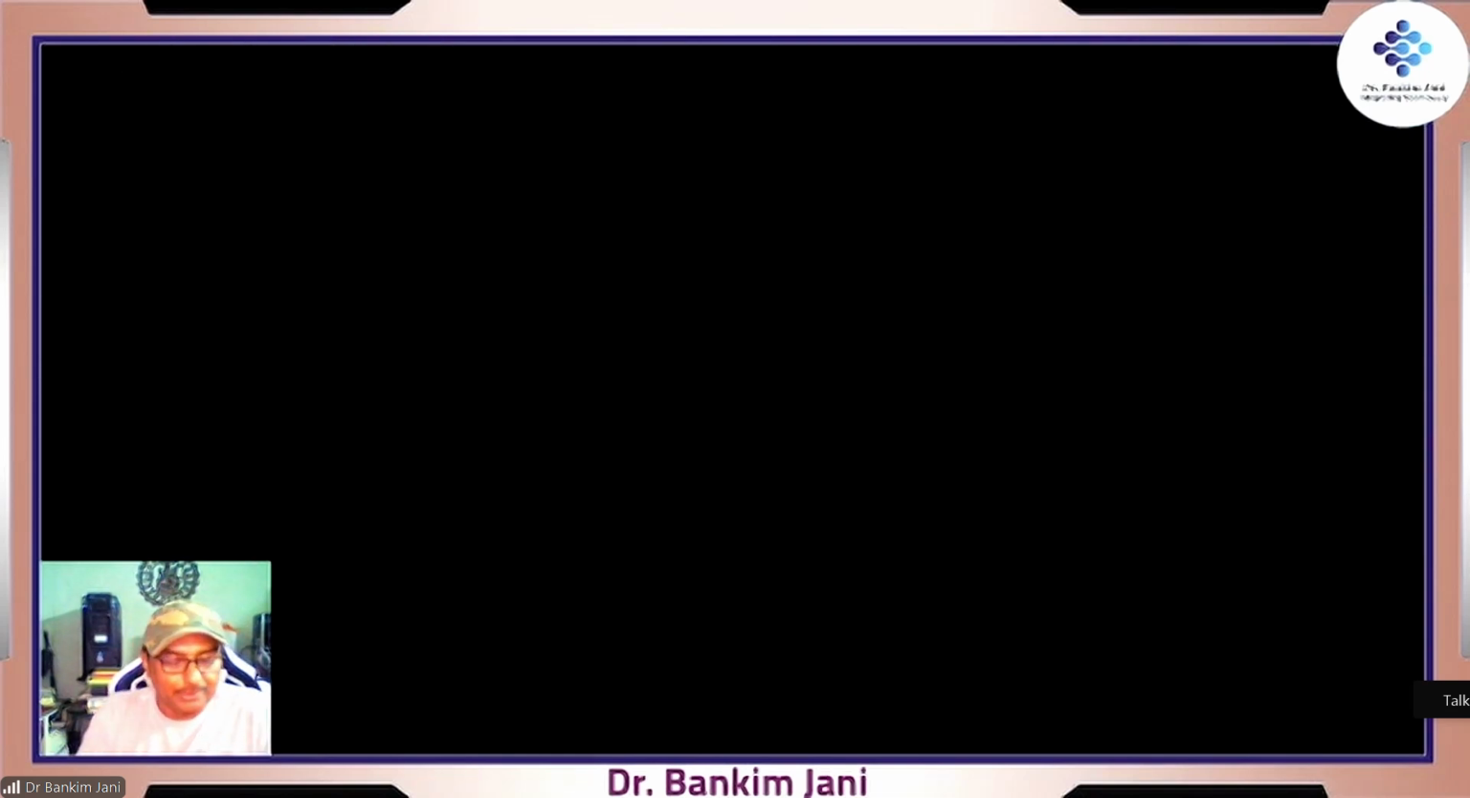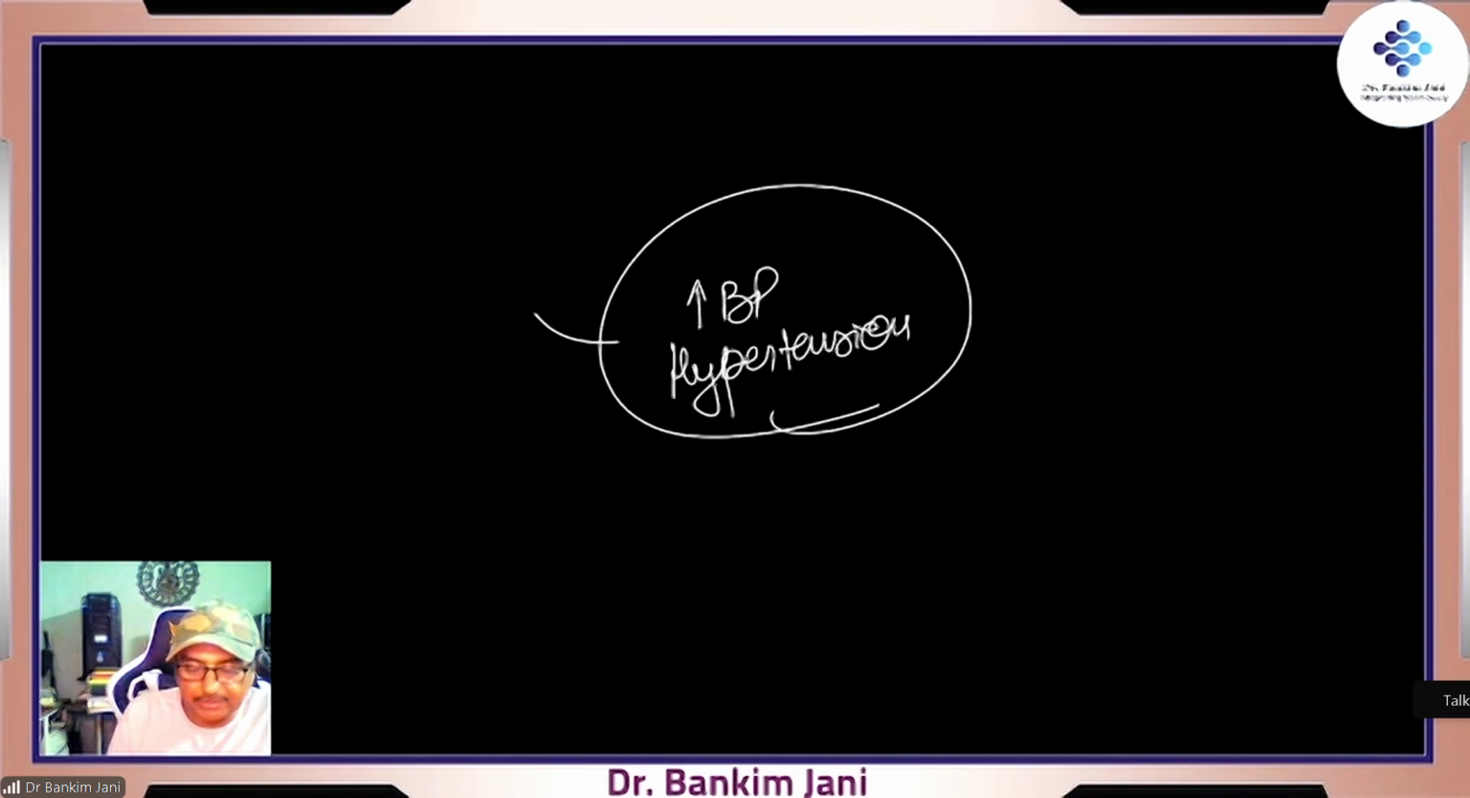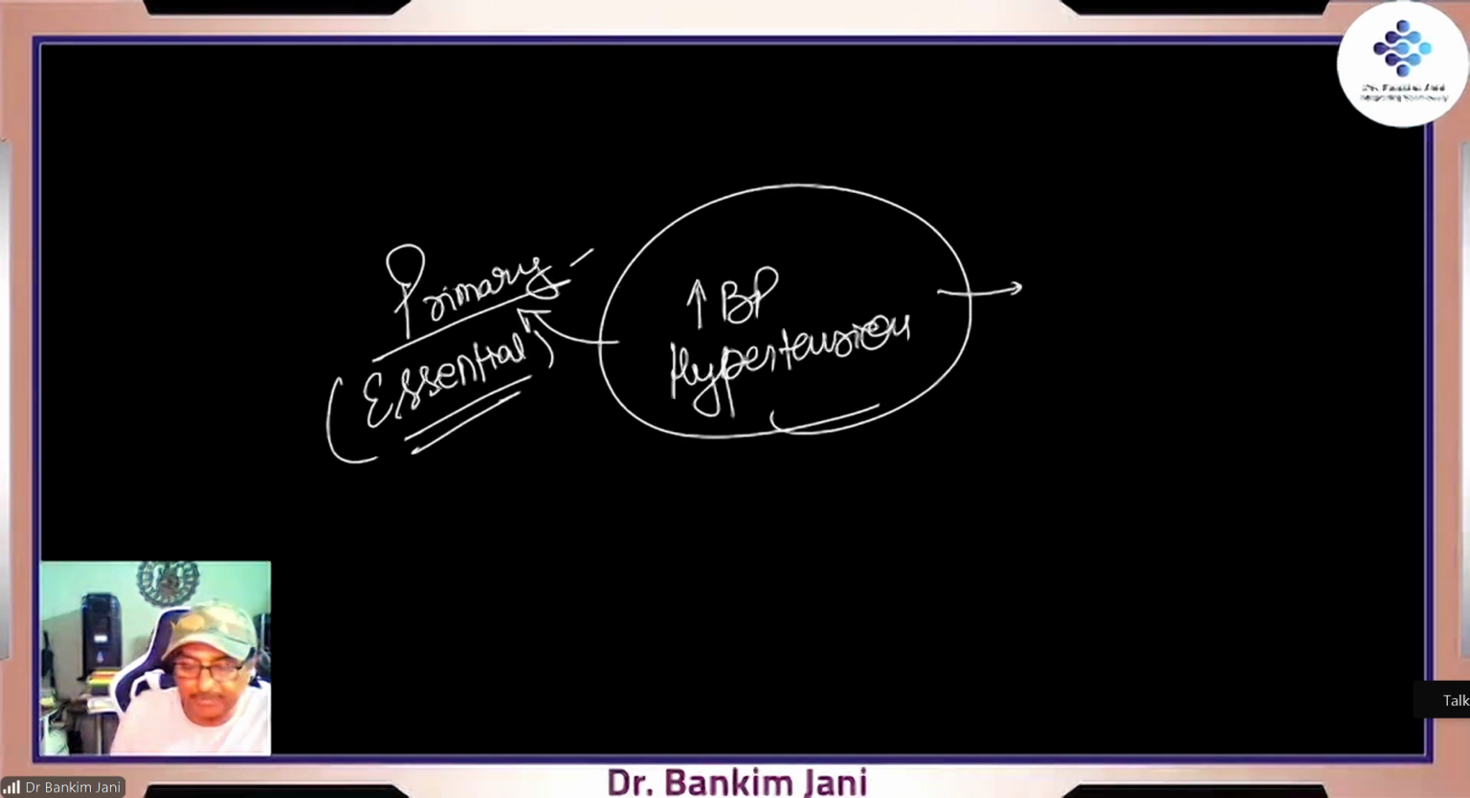All right. Next time, when there is an increase in the blood pressure, that is what is called hypertension. And this hypertension is divided into two parts. One is called primary hypertension, also called essential hypertension, and the other is secondary hypertension. We'll be talking about both the hypertensions, that is systolic and diastolic, and diastolic is always more dangerous. So we'll talk about both of them.